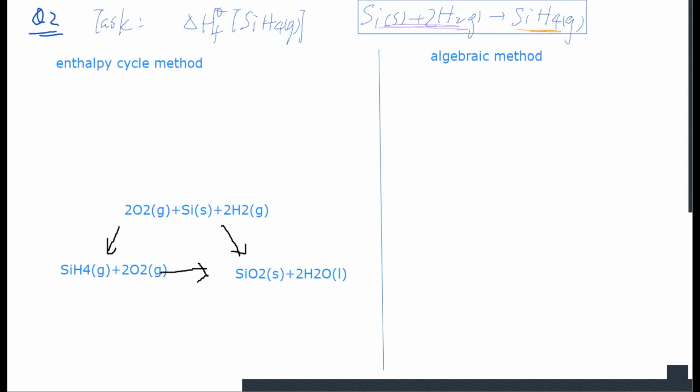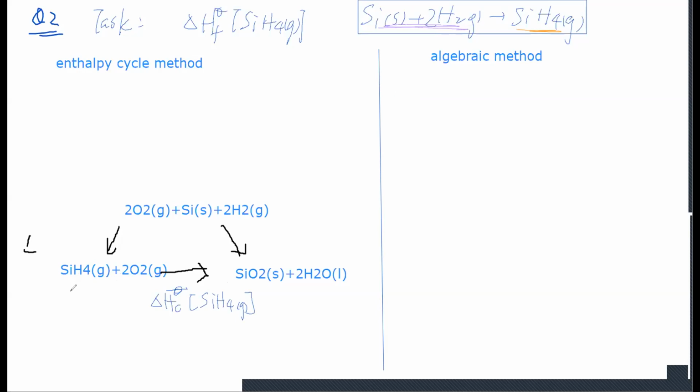Now take a look at the left hand side. I would like to assist this guy. Try to see the enthalpy terms here. What are those enthalpy terms? This one is just delta H of combustion of SiH4 gas. Can you see that? This is the one that you write in the book, right? In the book it is given.